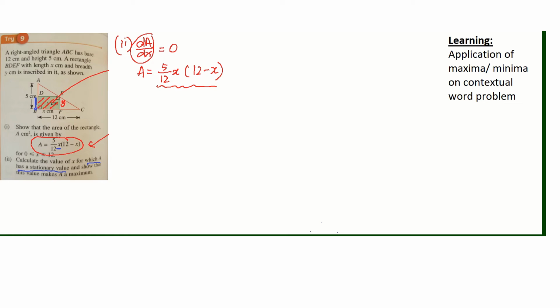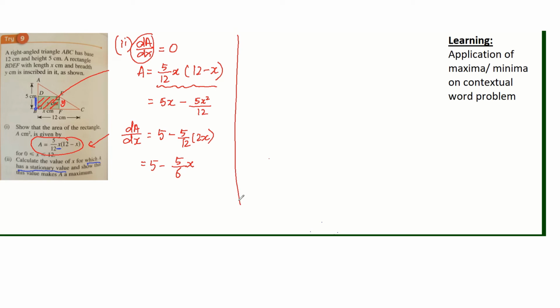Now before I differentiate A, I would prefer to expand this. Some of you might want to differentiate this straight away through the use of product rule, but I thought this is pretty straightforward to expand. So I would have 5x minus 5x squared over 12. From here, when I differentiate with respect to x, I should get 5 minus 5 over 12 times 2x. Simplify, I should get 5 minus 5 over 6 x. Not to worry if you have used the product rule, we should end up with the same answer as well.